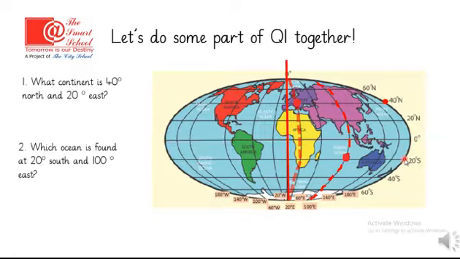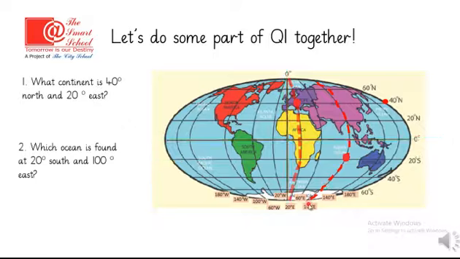Now 100 degrees east. For going to east, first we see the prime meridian, and then for going to east, are we going to go to the right side or left side? Yes, we will be going to the right side. So we are going to find 100 degrees east. This line is 20 degrees. This line is 60 degrees. This line is 100 degrees.